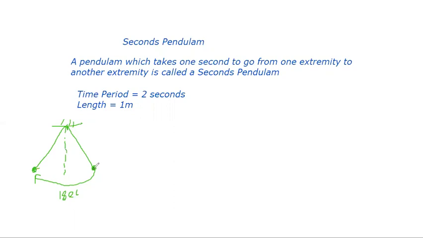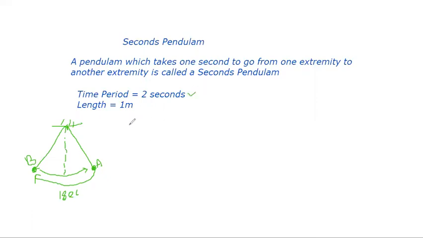Now, as you know, the time period of the pendulum is the time taken to complete one cycle, which means to go from here to here and again return back to the same point. If this position is A, B, then the time period is defined as the time taken to go from A to B and again from B to A. So, since the seconds pendulum takes 1 second to go from A to B, it will take 2 seconds to go from A to B and again come back from B to A. So the time period of a seconds pendulum is 2 seconds.